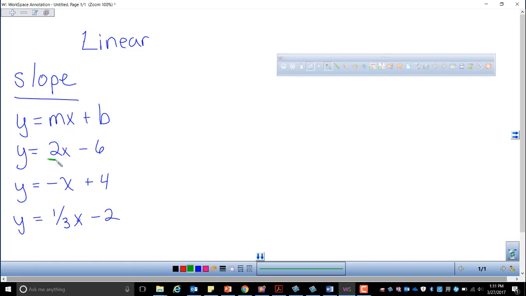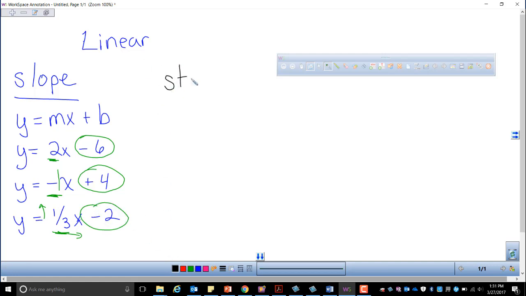So like on this one, 2 is my slope, and negative 6 is my y-intercept. Here, negative 1 is my slope, and positive 4 is my y-intercept. On this one, 1/3 is my slope, so up 1 over 3, and negative 2 is my y-intercept.